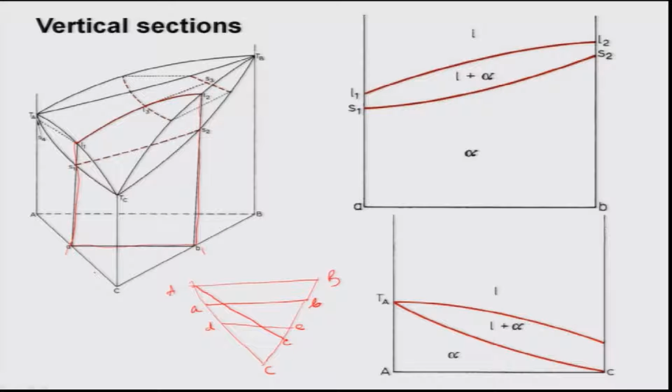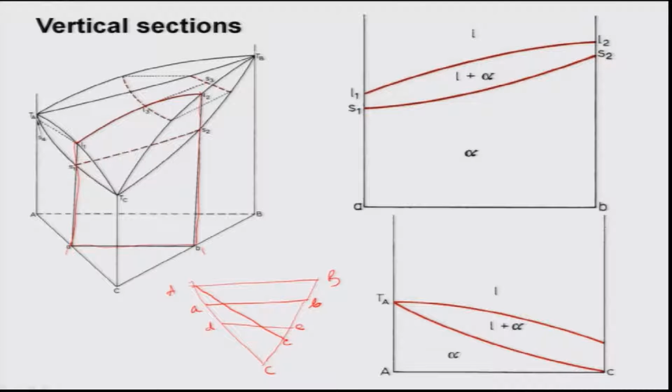If I plot it, it will look like this, there will be two open ends on both sides, as you see here, these are the two open ends on both sides. But it looks like a binary isomorphous phase diagram. Why? Because it will have liquid above, solid below, and between the two curves you have solid plus liquid, liquid plus alpha, what I have marked here.